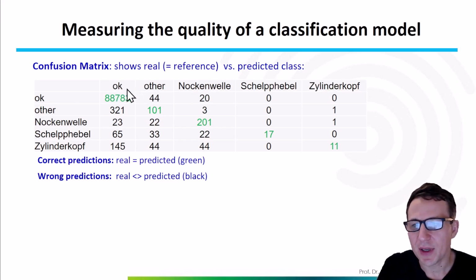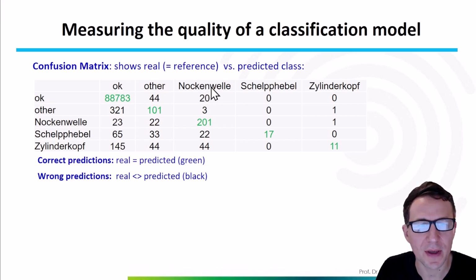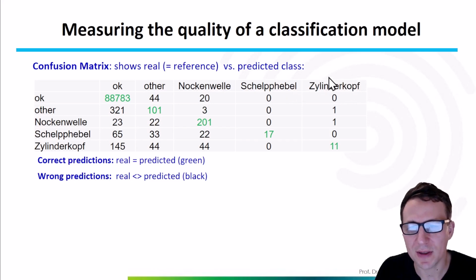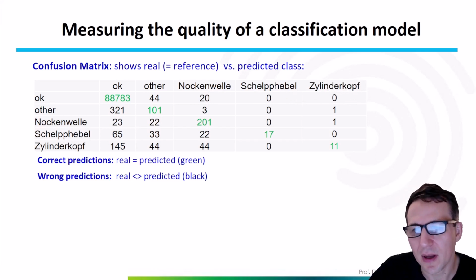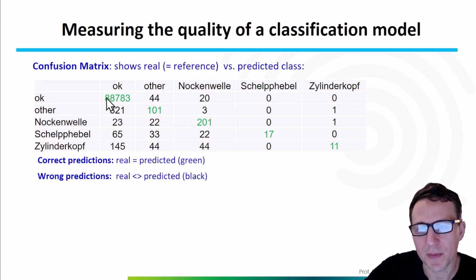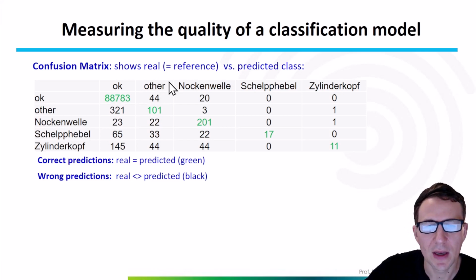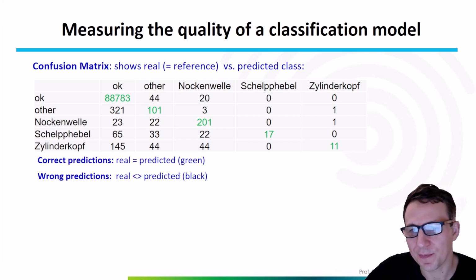So okay means the motor was good, there was no defect. And then there are some kinds of defects that might have occurred: Nockenwellenfehler, Schlepphebelfehler, Zylinderkopffehler. I'm not a vehicle expert, but these are some parts of the motor which may have problems. And there's also the case of other failures. So are the model predictions good? What do you think?